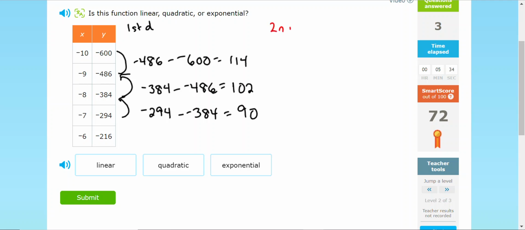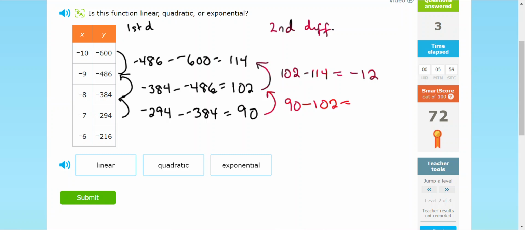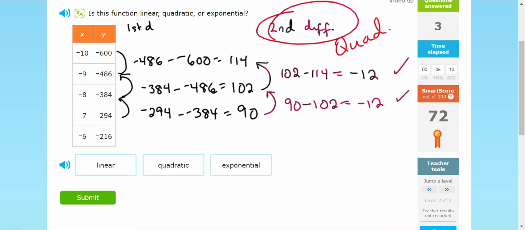Now I'm going to do the second difference. The second difference is to check to see if it's quadratic, and we're going to use the results of the first difference. 102 minus 114 is negative 12. And then 90 minus 102 is negative 12. So because the second difference is constant, it's quadratic. Please make sure that you watch the video so that you can see the example again. I go through an exponential, why it's not exponential. We go through linear, why it's not linear, until we check the second difference and it is quadratic.